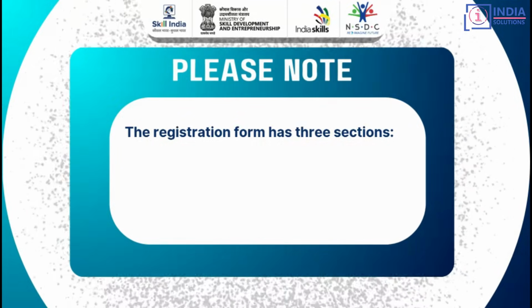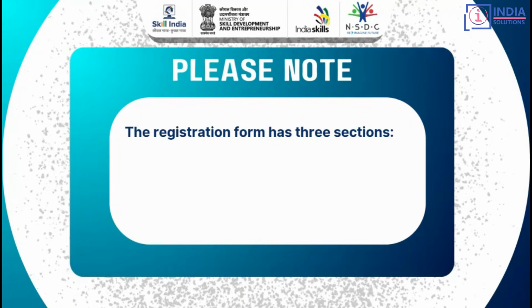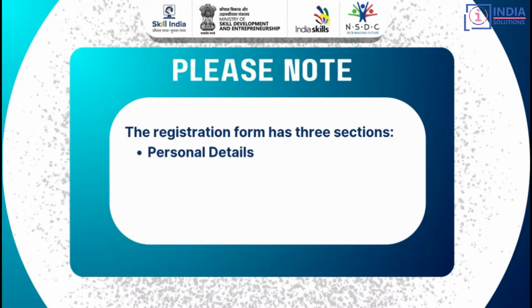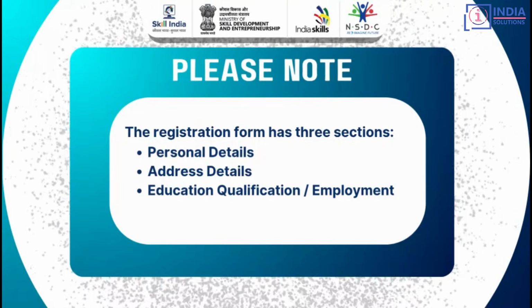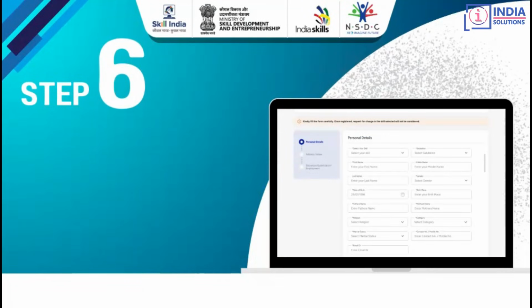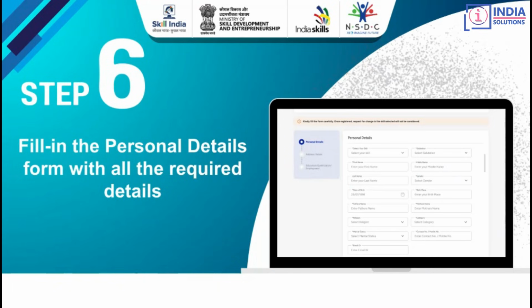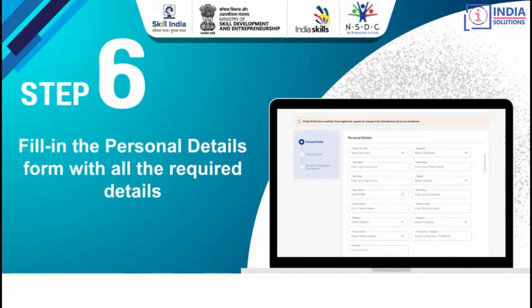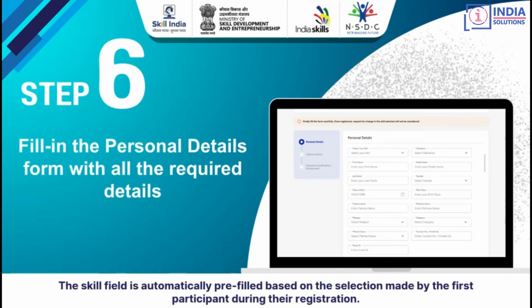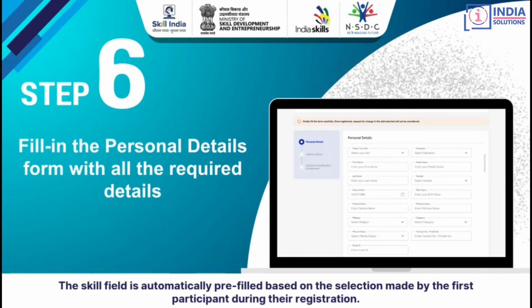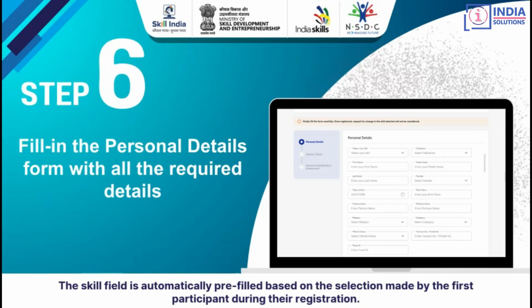The registration form has 3 sections: personal details, address details, education qualification, employment. Fill in the personal details form with all the required details. Please note, the skill field is automatically pre-filled based on the selection made by the first participant during their registration.